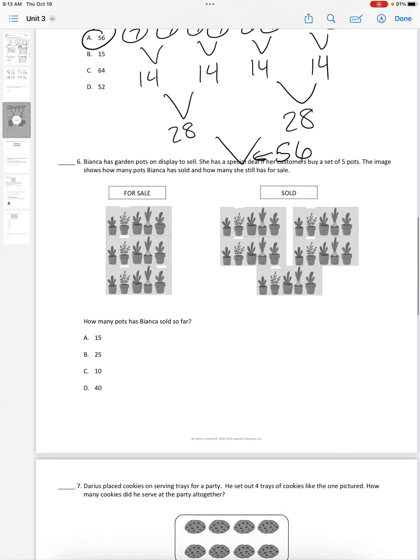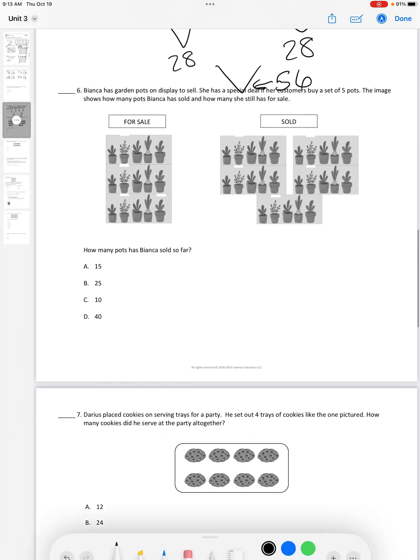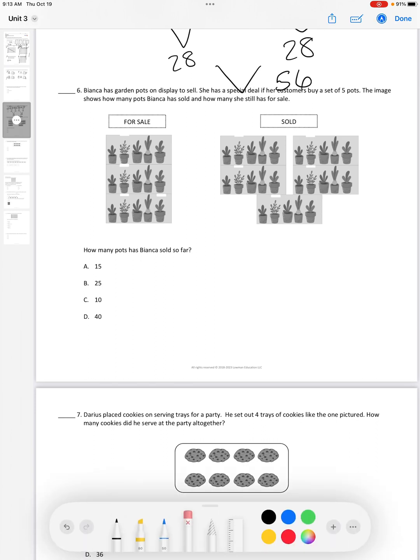I'm going to erase some of that last problem because it's in the way. Problem 6 says, Bianca has garden pots on display to sell. She has a special deal if her customers buy a set of 5 pots. The image shows how many pots Bianca has sold and how many she still has for sale. And then down here is the question. How many pots has Bianca sold so far?